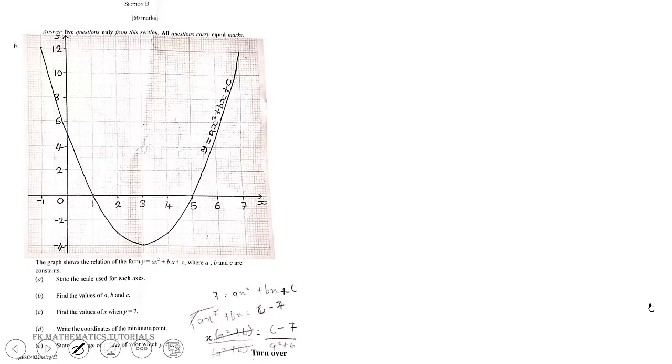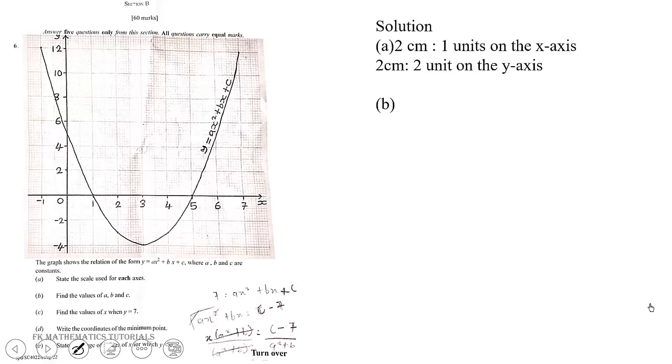Then if you look at the y-axis, we move from -4 to -2 to 0 to 2, 4, 6, 8, 10, 12. So we are moving in steps of 2 each. So 2 centimeters is to 2 units on the y-axis. So that is the scale: 2 centimeters to 1 unit on the x-axis and 2 centimeters to 2 units on the y-axis. We have to find the values of a, b, and c.